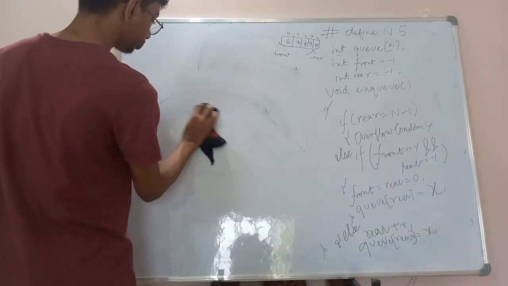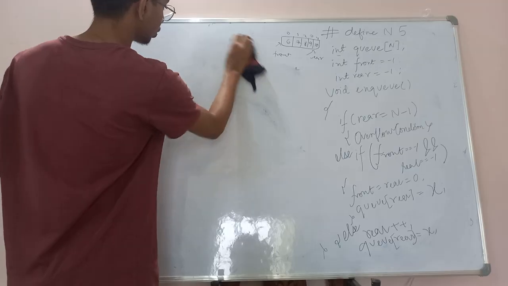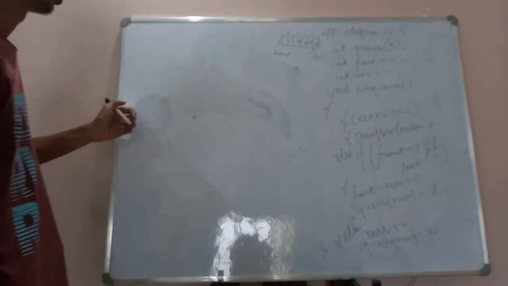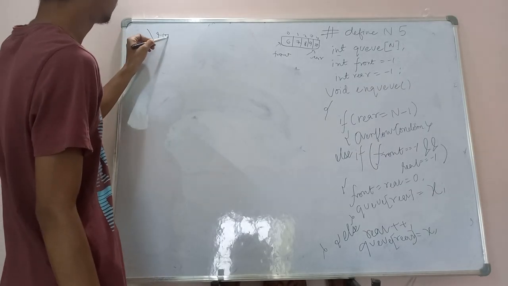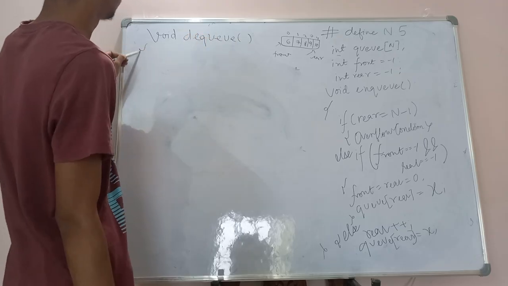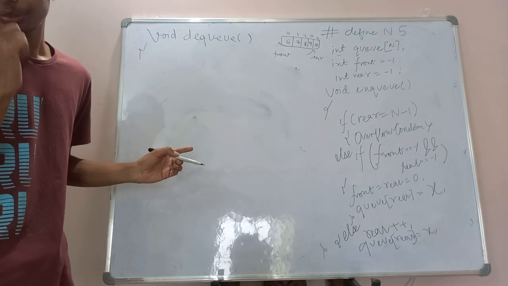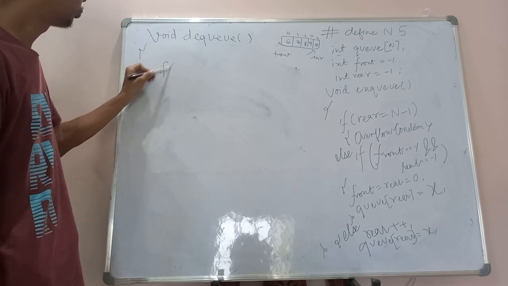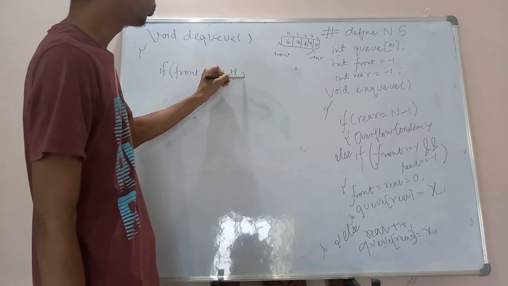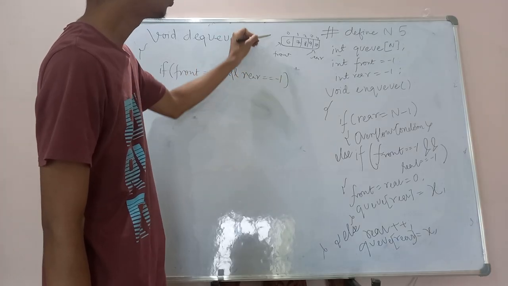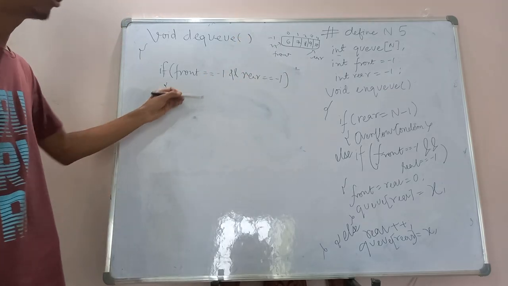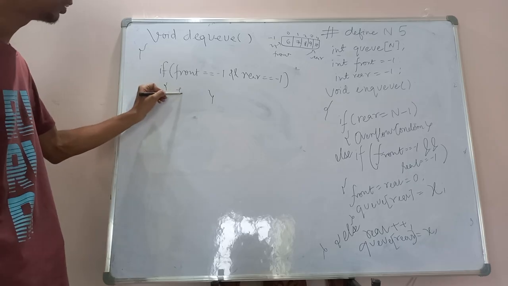So what I will do, I will write code for void dequeue. What I will write: if my front is equal to -1 and my rear is also equal to -1, basically I am here. Here there is no element, so it means it is an underflow condition, the queue is empty.